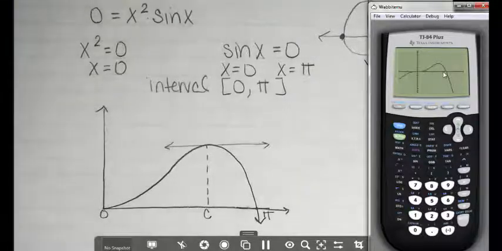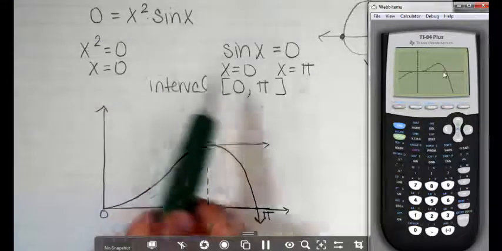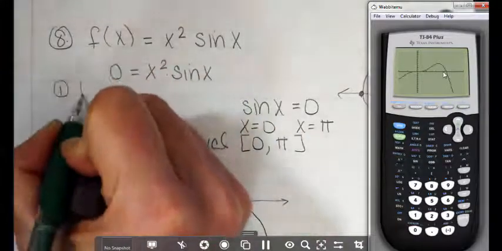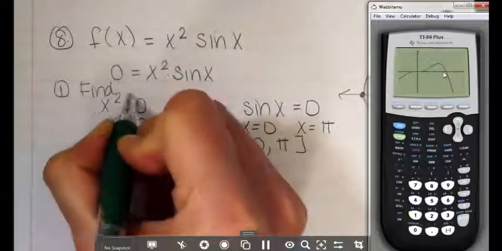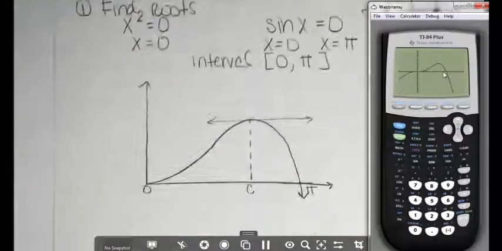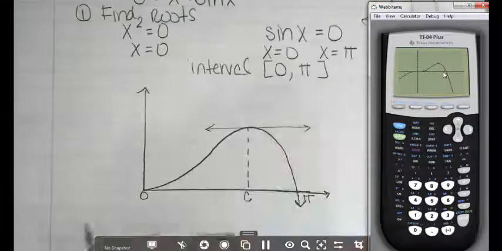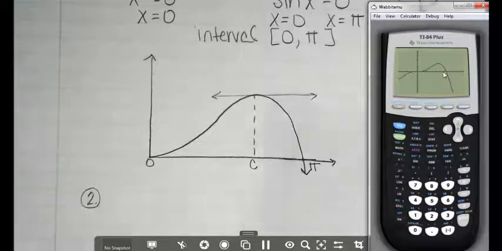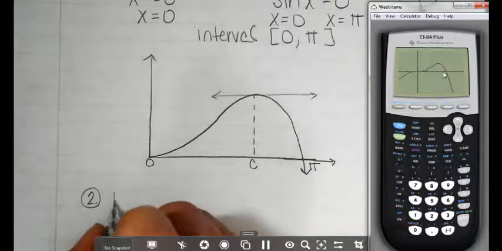Okay, so the first thing that we did was we have already found our roots. Maybe I should write that out for you guys. So the first step is to find your roots. And now to find c, my second step here is I'm going to actually find the derivative, set it equal to 0.